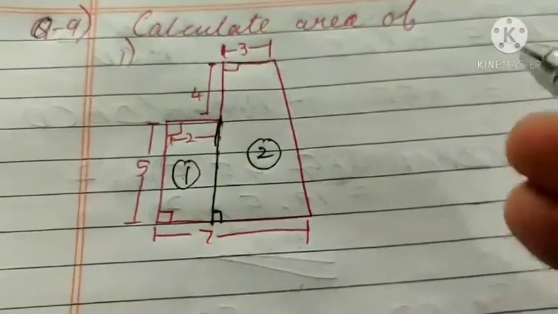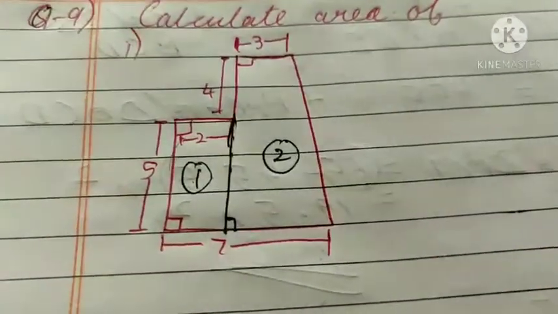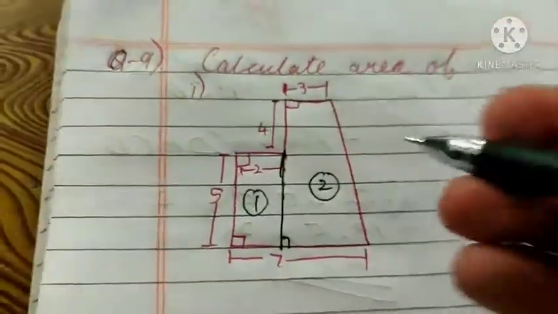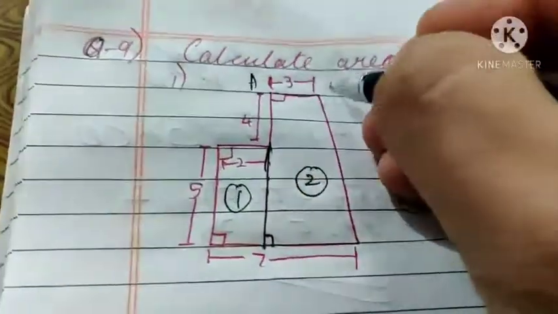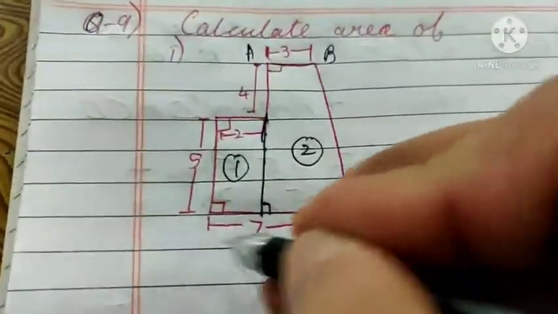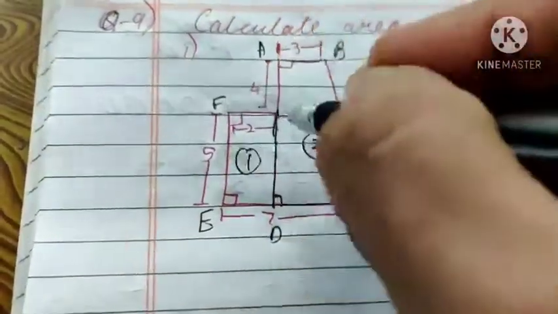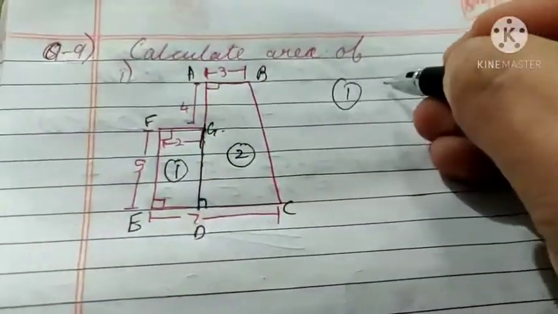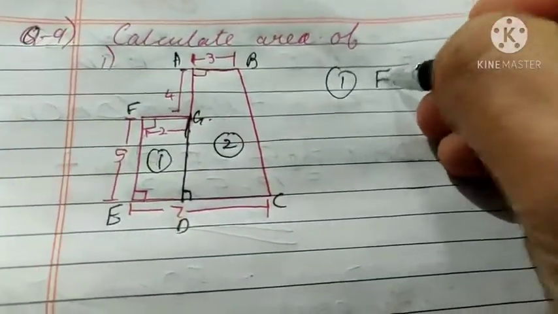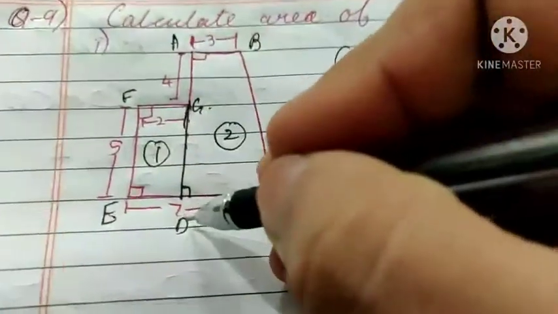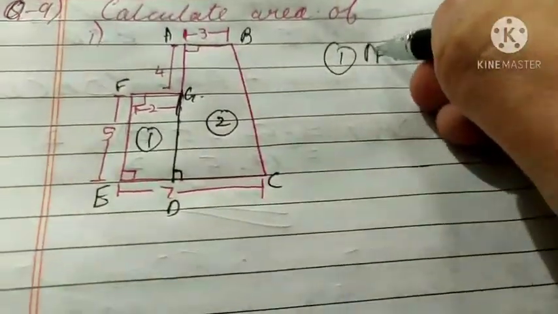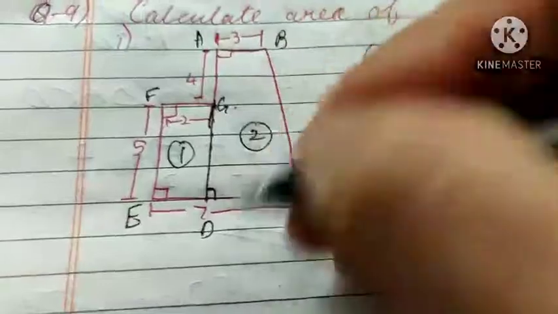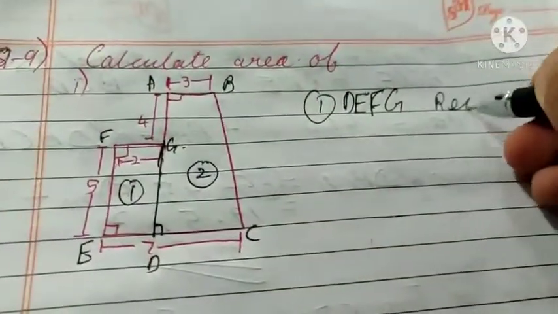Okay, so what will you do? We will calculate the area of the first figure and the second figure separately and then add them up, and we will get the area of the whole figure. We will start by naming the points A, B, C, D, E, F and G. Our first figure is F, G, D, E. Or write it D, E, F, G. D, E, F, G is a rectangle.